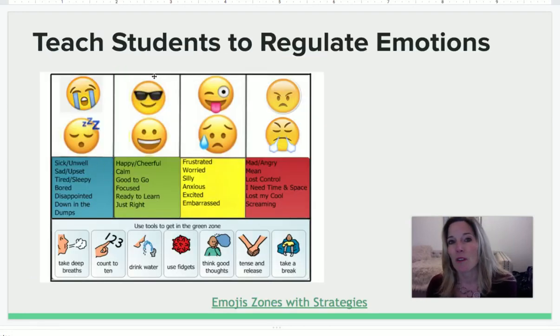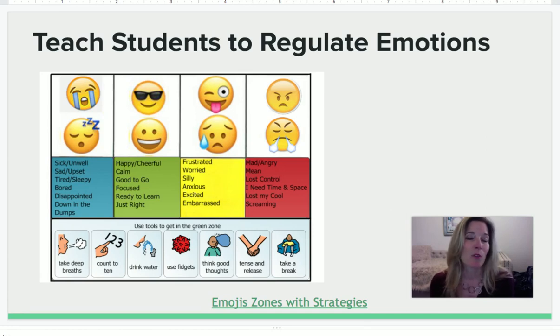So we also have to teach students to regulate their emotions. Our emotions are the biggest part of our self-regulation, of our social emotional learning. We need to know about our emotions, and we need to know that they're okay to have. I've gone into many classrooms, and I'll say to students, who here feels that they have the right to be angry? And the students don't raise their hands. And I said, we all have the right to be angry. We all have the right to feel all of these emotions.